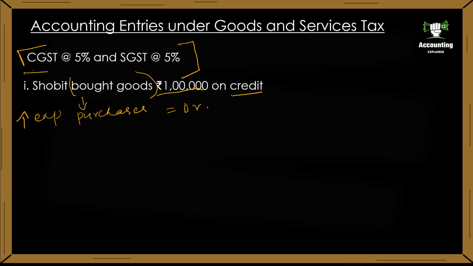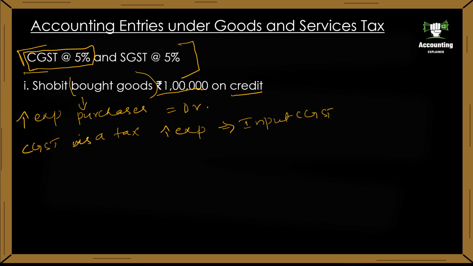Next, CGST is charged at 5%. It is called input CGST because when we are buying goods, we are paying it. This is an expense. CGST is a tax, so it is an increase in expense. What do you have to debit? Input CGST has to be debited because it's an increase in expense. How much has to be debited? 5% on 1 lakh, which is 5,000.